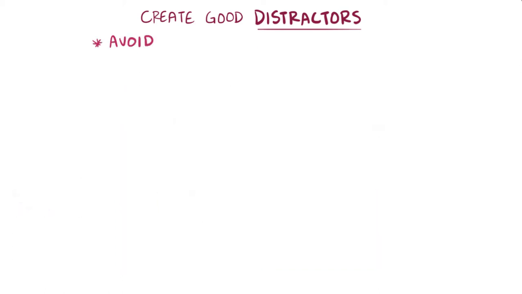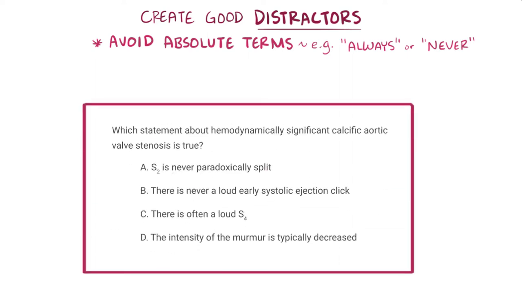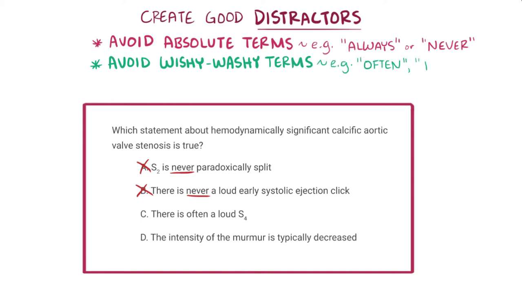And third, you want to avoid absolute terms like always or never, because that's a red flag since extreme statements are unlikely to be true. Here's an example where both option A and B violate this rule. It's also a good idea, though, to avoid wishy-washy words, like often, typically, and sometimes, since they're more likely to be correct.